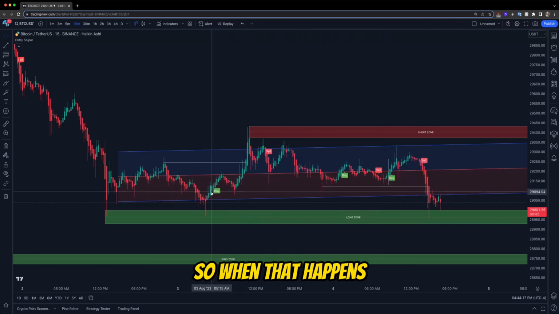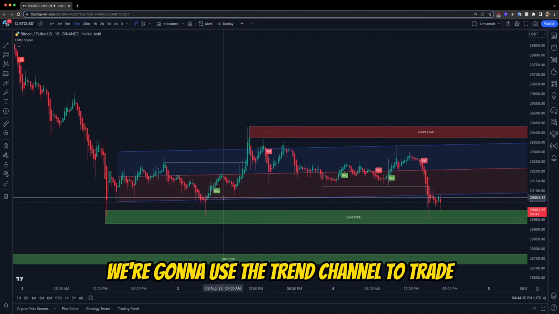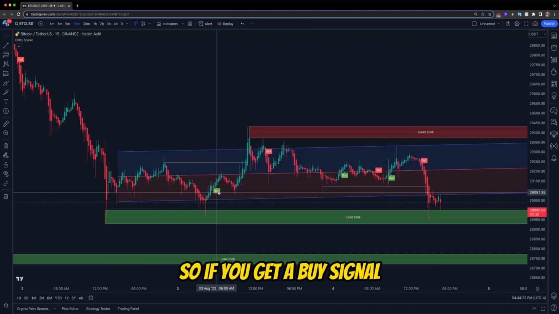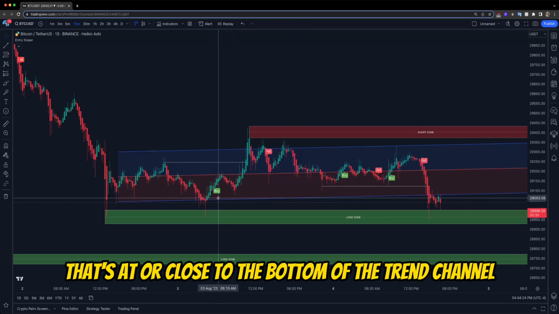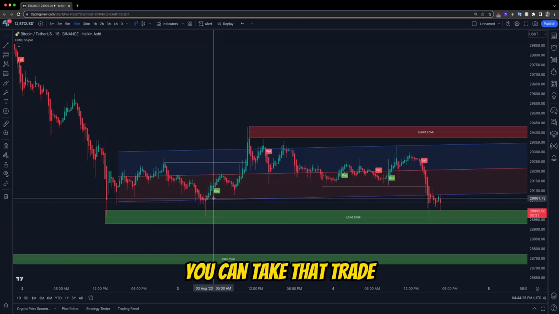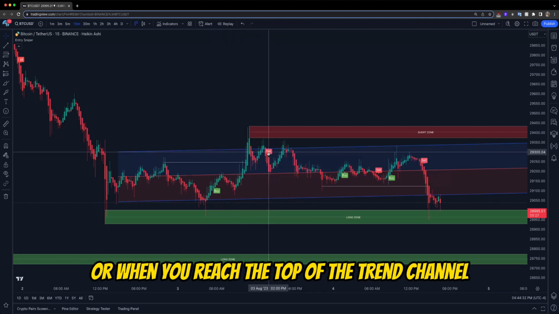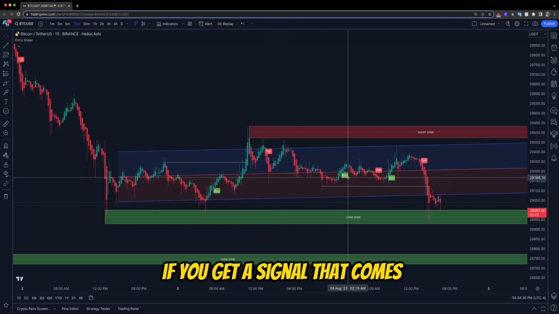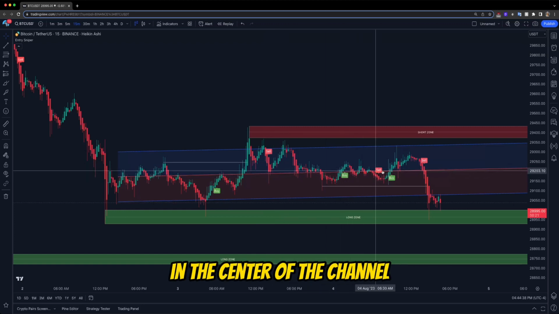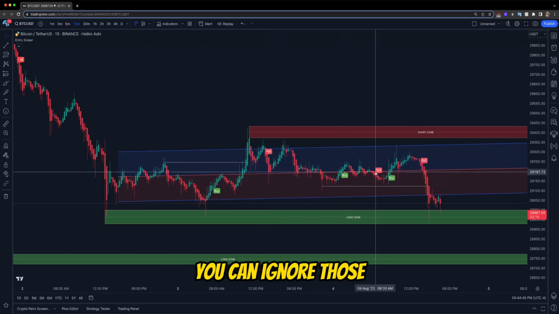So when that happens, we're going to use the trend channel to trade. So if you get a buy signal that's at or close to the bottom of the trend channel, you can take that trade and then take profit when you get the next signal or when you reach the top of the trend channel. If you get a signal that comes in the center of the channel, you can ignore those.